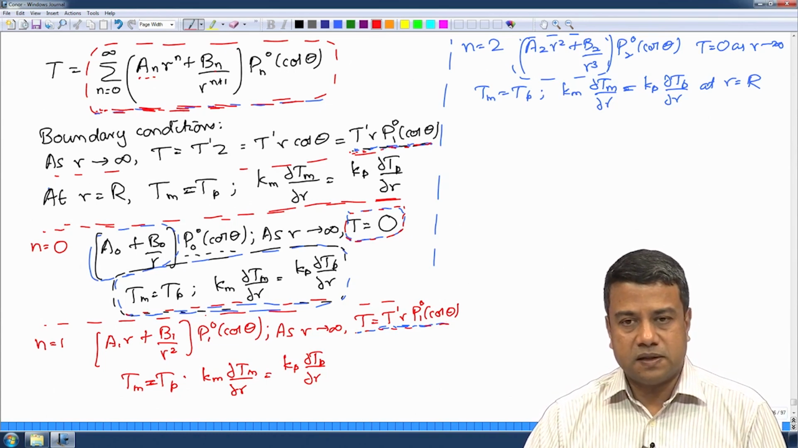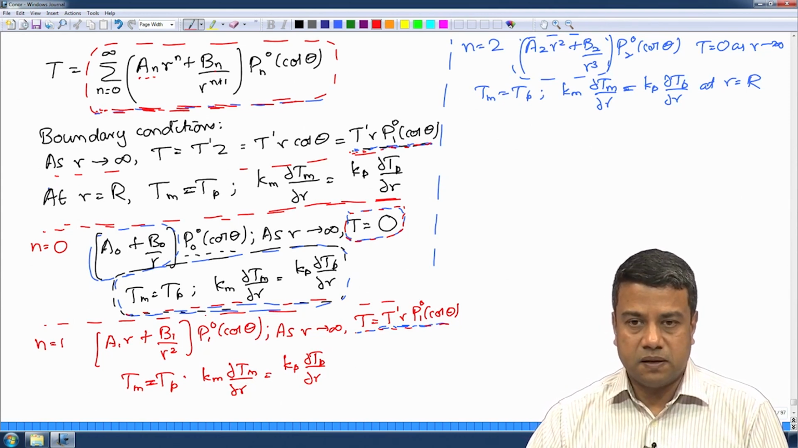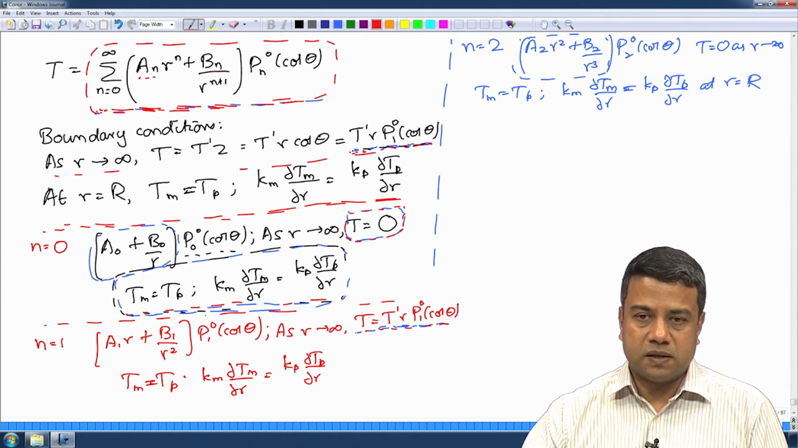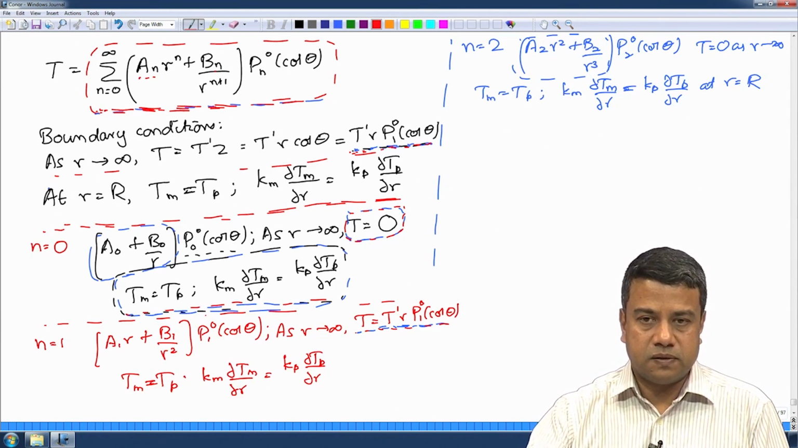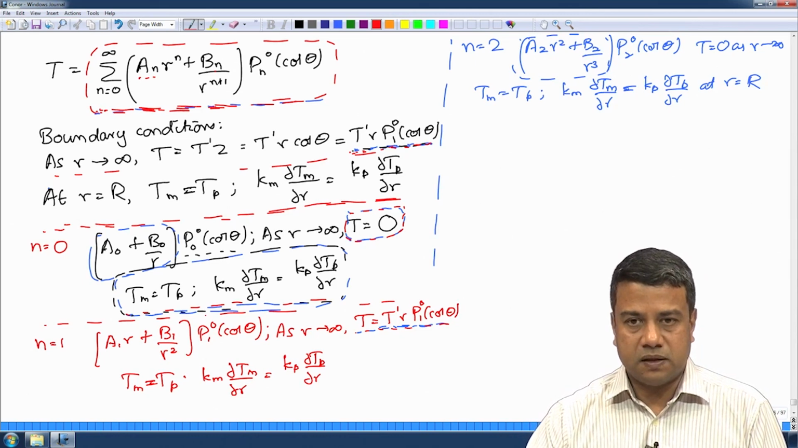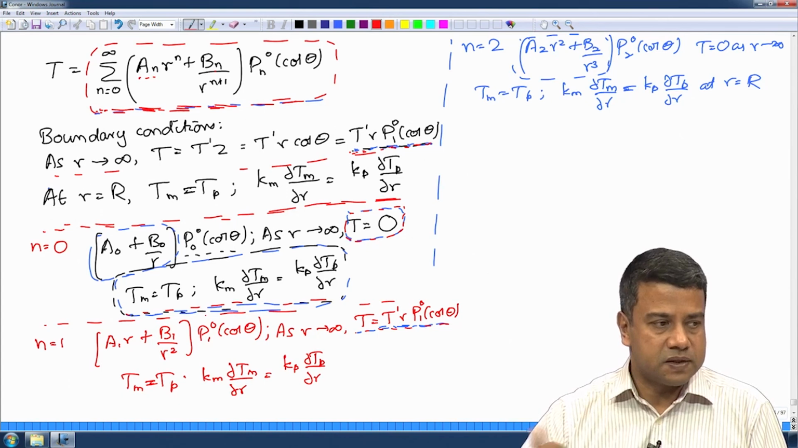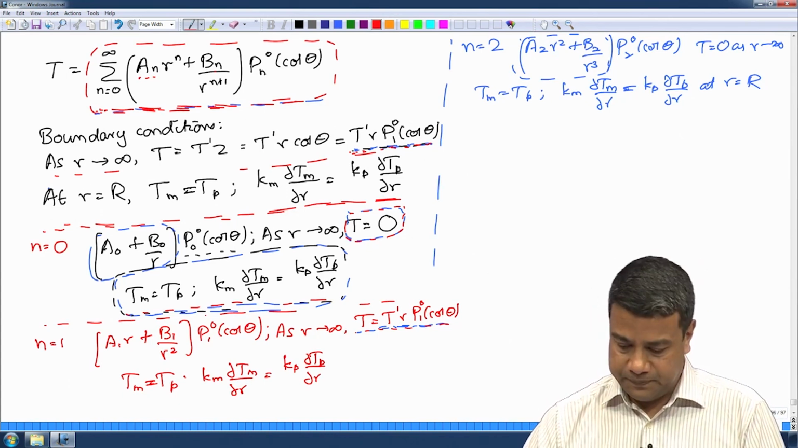Just from the symmetries, I can straight away say that the solution has to be of the form a1 times r plus b1 by r squared, times P_1^0 of cos theta, because the forcing for all other Legendre polynomials is identically 0, because they are all orthogonal to each other. The forcing is of the form P1, and therefore the forcing for all other Legendre polynomials has to be equal to 0 because they are all orthogonal to each other.